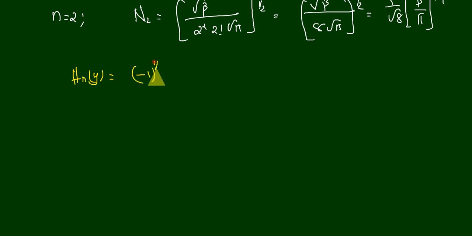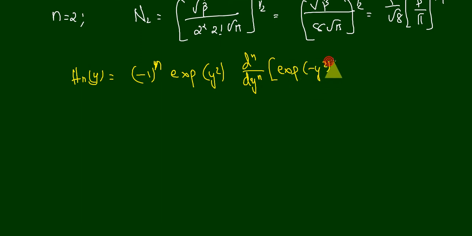Minus 1 raised to n, exponential y square, d raised to n by dy raised to n of exponential minus y square. Sorry. So (-1)^n e^(y²) dⁿ/dyⁿ e^(-y²) is Hn(y), and we have to find Hn(y) for different values of n.